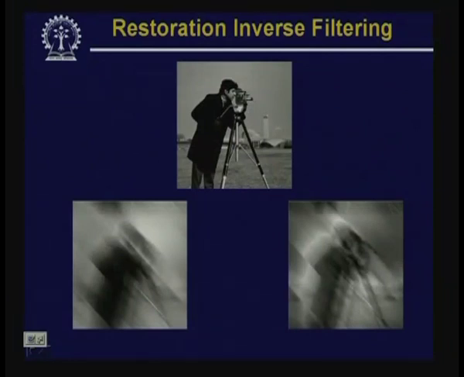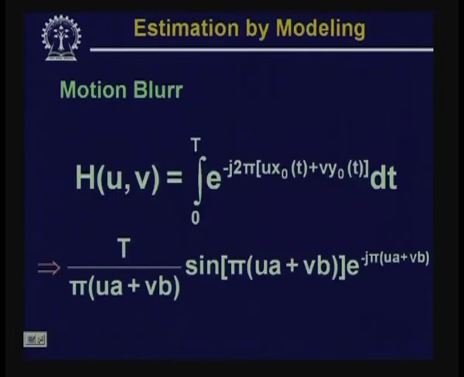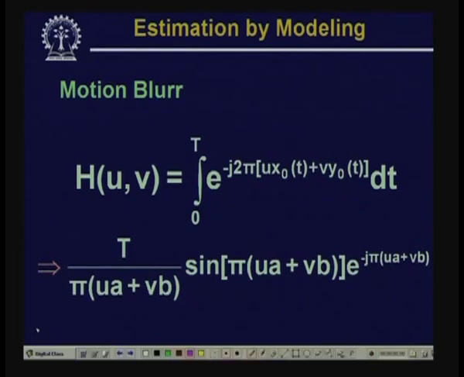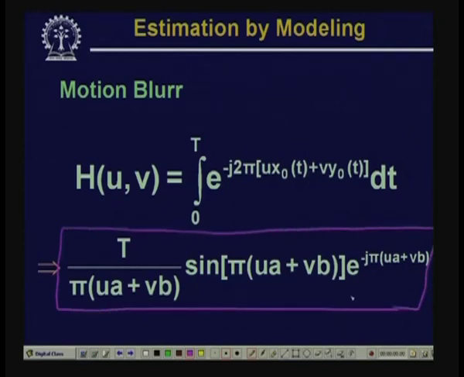Now, let us see why this direct inverse filtering does not give a satisfactory result in the case of motion blur. The reason is, if you look at the motion degradation function, in this particular case you find that the degradation function H(u,v) is given by this expression in the frequency domain. Now, this term will be equal to 0 whenever the component ua plus vb is an integer. So, for any integer value of ua plus vb, the corresponding component H(u,v) will be equal to 0.